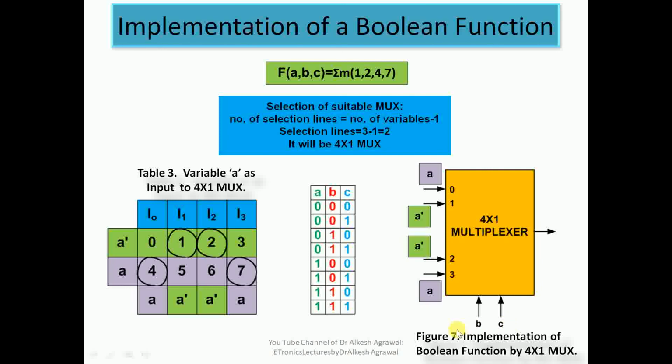So 0 0, this is also 0, B is 0, and C is 1, so what we get is M1. When B is 1, C is 0, that is 2, this A dash is selected. So A dash is 0, B is 1, C is 0, so that is M2.